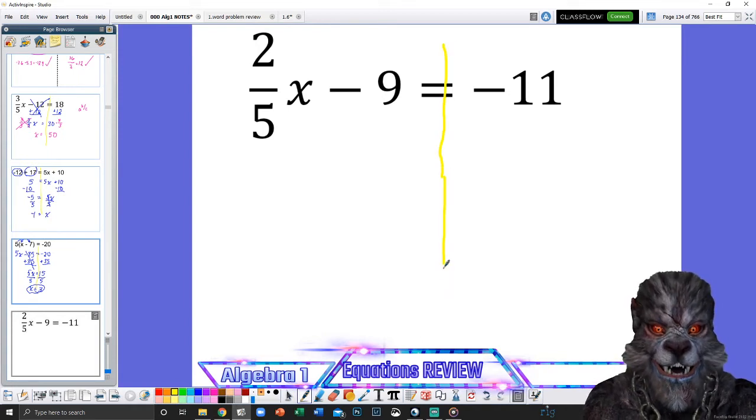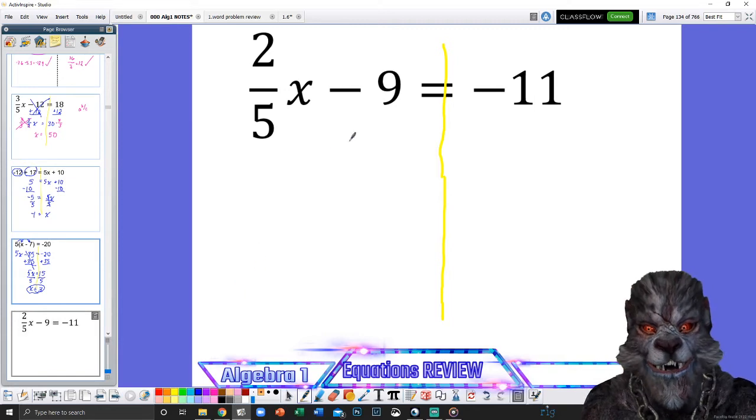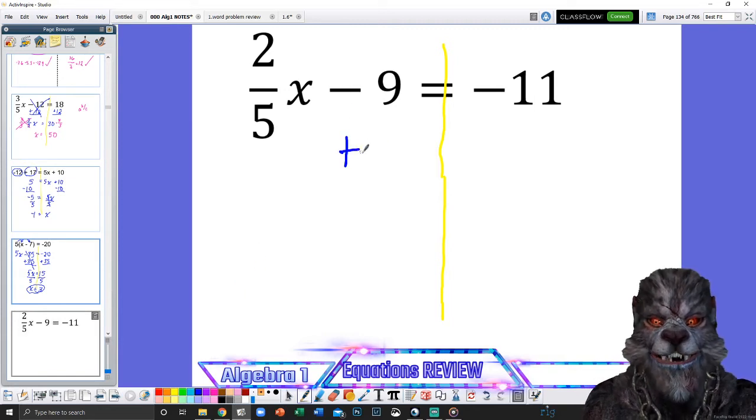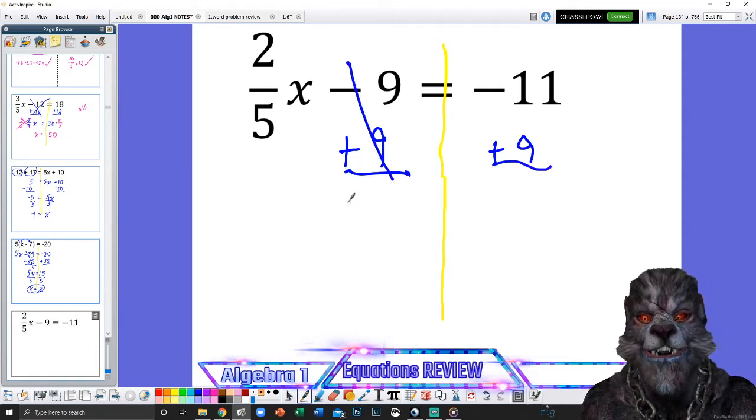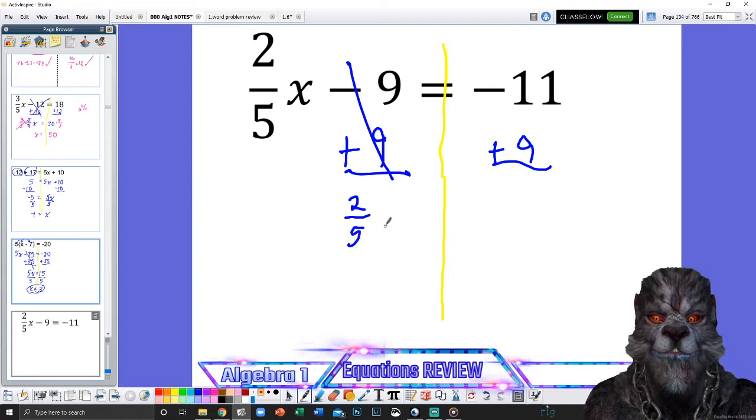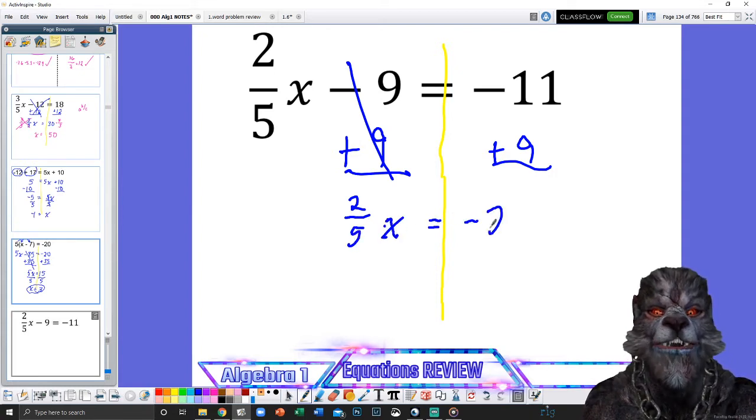Alright, I am seeing that you have drawn a line here to separate the two sides of the equation. This is minus 9, so I'm going to do plus 9 to both sides. Those cancel. I'm left with 2/5 x equals negative 2.